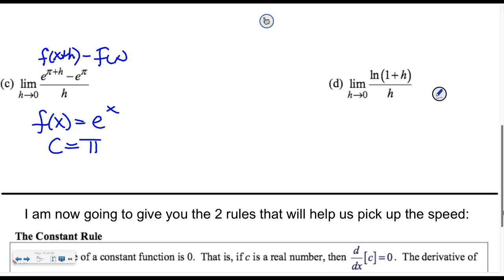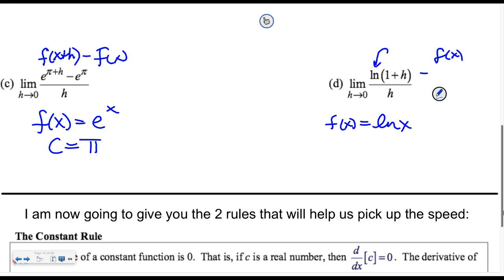The next one, I can see who the function is. It's right here. It's f of x plus h. So my function must be the natural log function. And then it's minus f of x. Okay, why is there nothing there? I want you to raise your hand if you can tell me why there is nothing there.